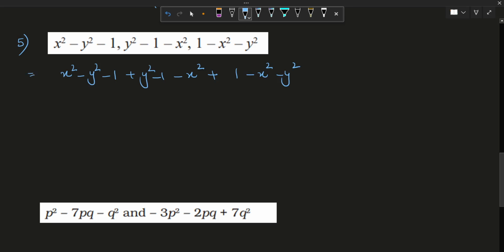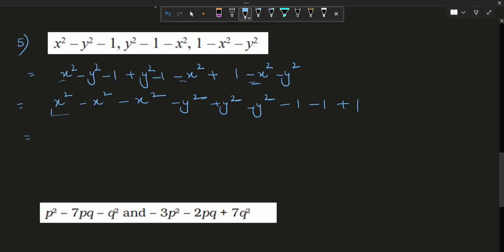Now how will you add it? Again, the like terms, I'll take x square. What are the x square terms? There's a minus x square. Take that sign with it. Okay. Then minus x square. You have to take this sign also with this variable term when you're taking it. Then minus y square plus y square and again minus y square. And how much are the 1s? Minus 1, minus 1, plus 1. I hope it's clear. I just grouped the like terms together.